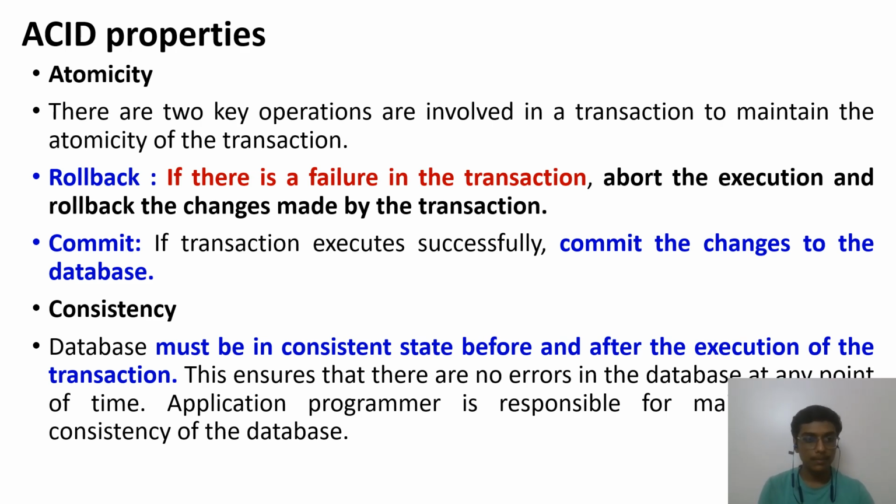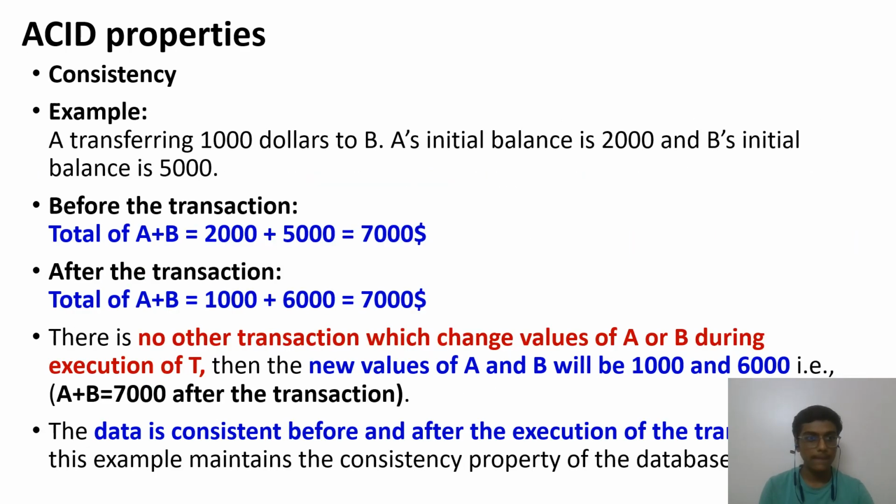The next ACID property is consistency. It explains that the database must be in a consistent state before and after the execution of the transaction. This is the example.